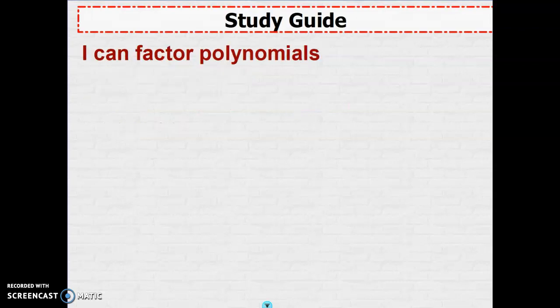So I'm going to walk you through kind of the big ideas and the I can statements from this chapter. First, we spent 3 days reviewing how to factor polynomials. Remember, we listed different techniques. The first was GCF. Of course, that's something we're familiar with from middle school and that we should always check for first.